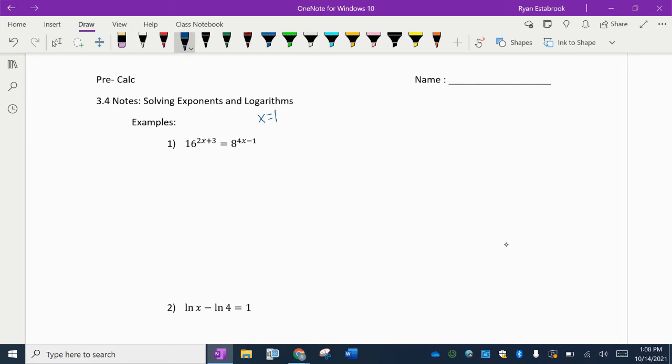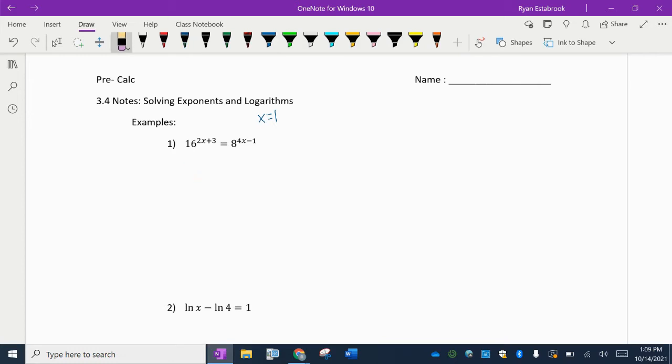If x equals 1 and I plug it in here, 2 times 1 plus 3 is 5. I get 16 to the 5th. And if I plug 1 in for this side, 4 times 1 is 4, 4 minus 1 is 3. I'd get 8 to the 3rd. So if I plug 1 in for x, I get this. Is this true? Is 16 to the 5th equal to 8 to the 3rd? Not even close, right? Bigger exponent, bigger base. There's no way those could be equal to each other. So x equals 1 didn't work.